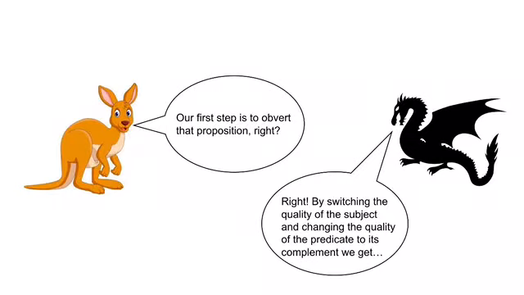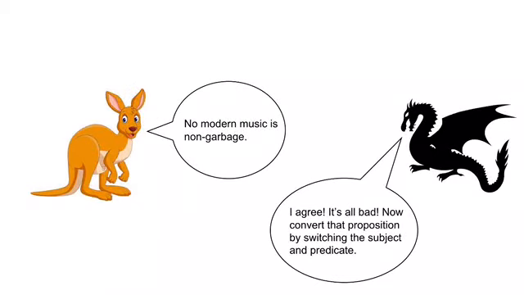And so she says, our first step is to obvert that proposition, right? And Logic Dragon says, right. By switching the quality of the subject and changing the predicate to its complement, we get, and Kangaroo figures it out, no modern music is non-garbage. Right? So we've changed from affirmative to negative in the subject, and then we've changed the predicate garbage to the complement non-garbage. And Logic Dragon says, I agree.